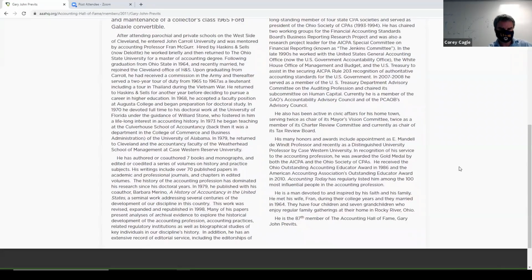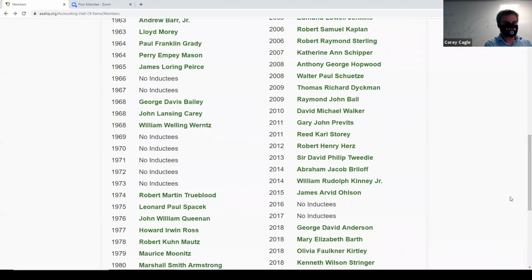That's his thing. In fact, here's a book that we had to read called A History of Accountancy in the United States. Author is Gary John Previtz, co-author anyway. Barbara Marino is the other. So yeah, he's still doing it. So yeah, no, it's not one of those things where it's long after they've passed on.